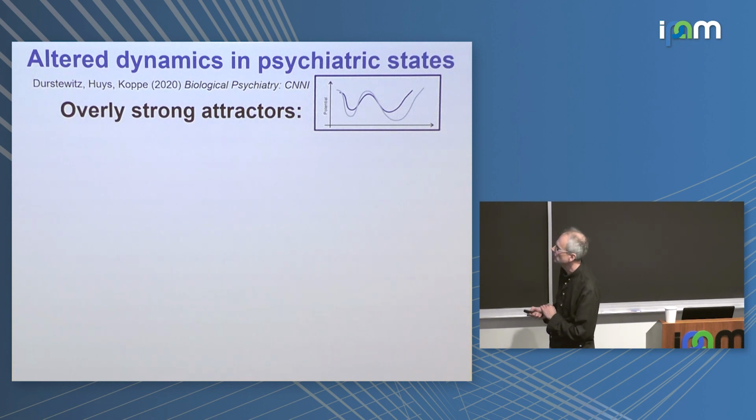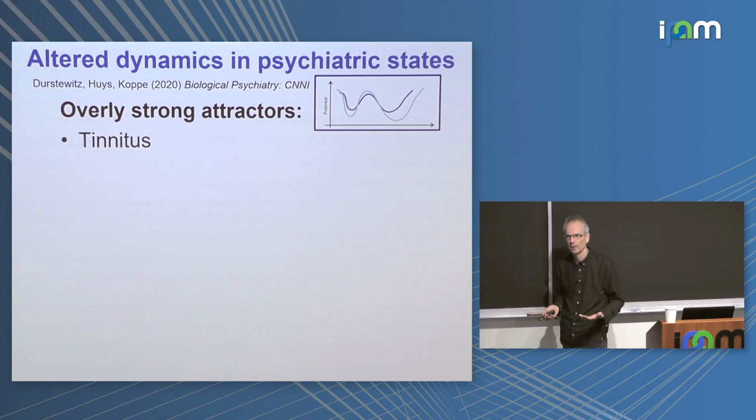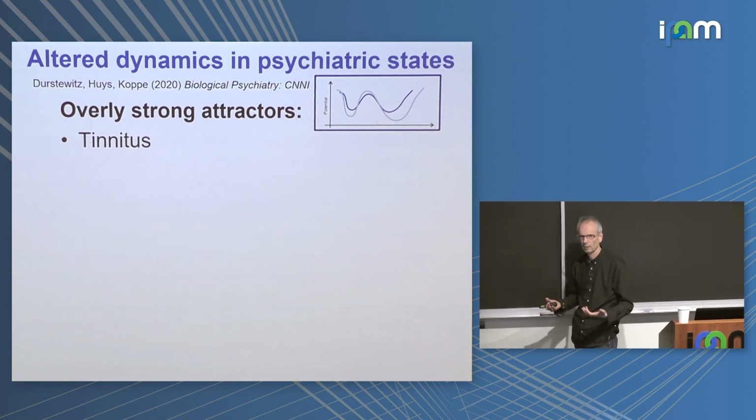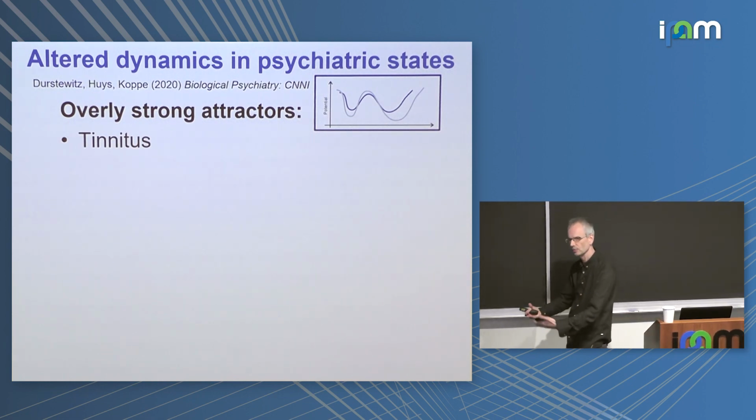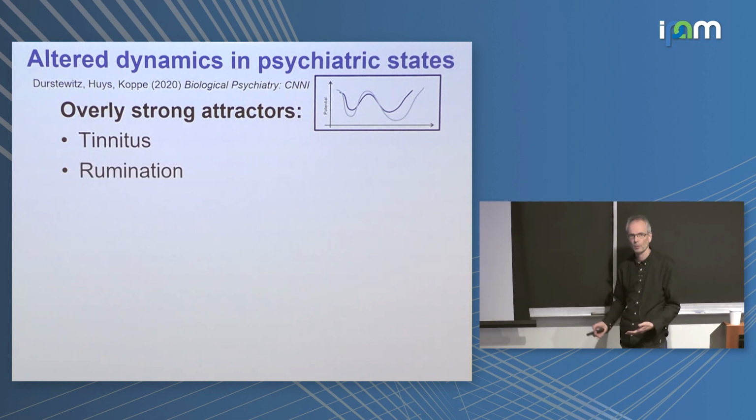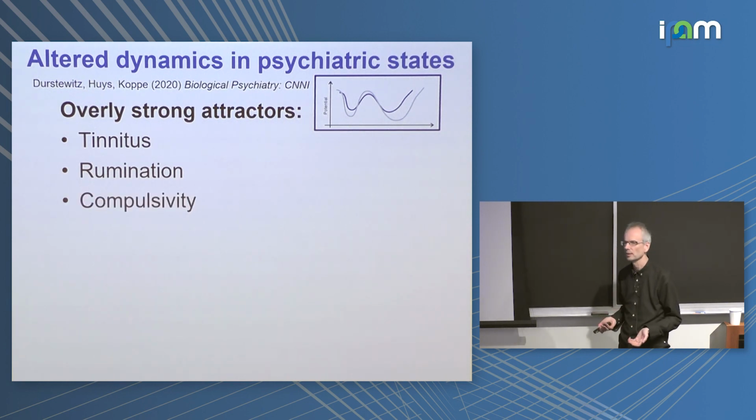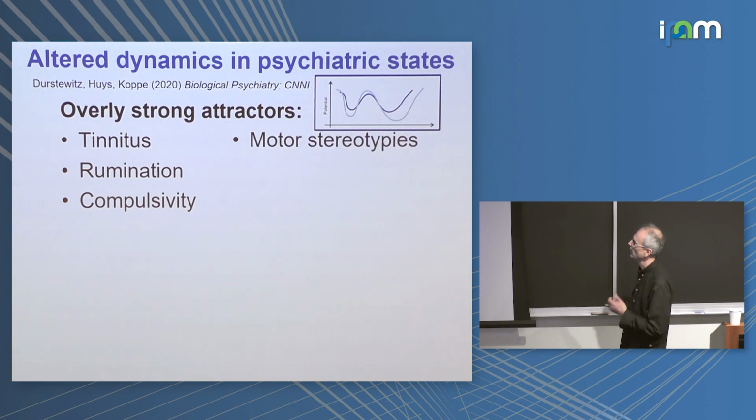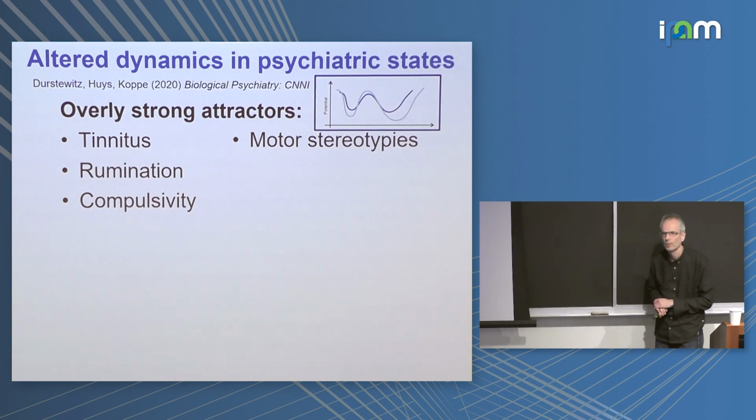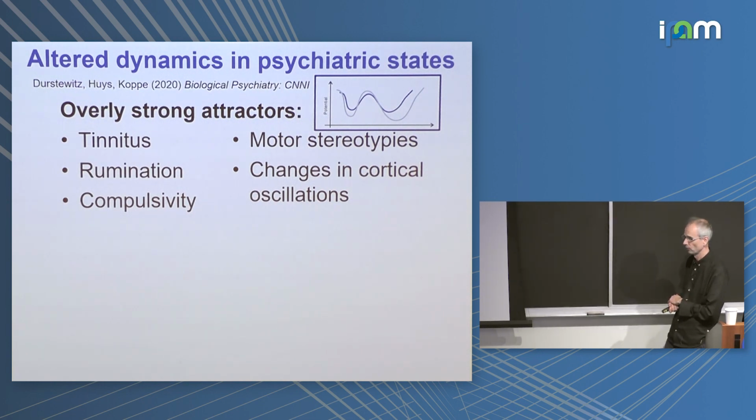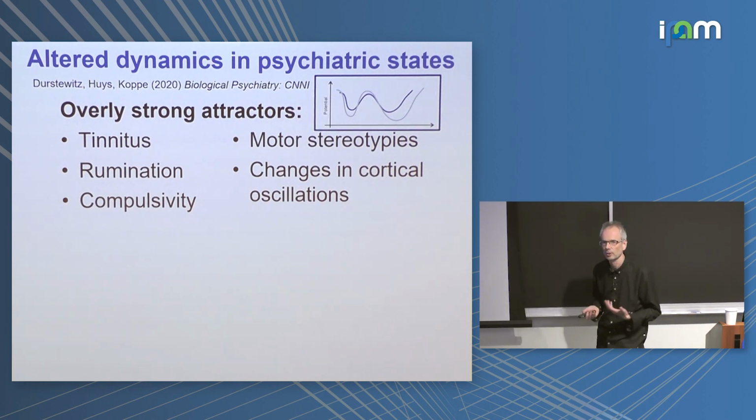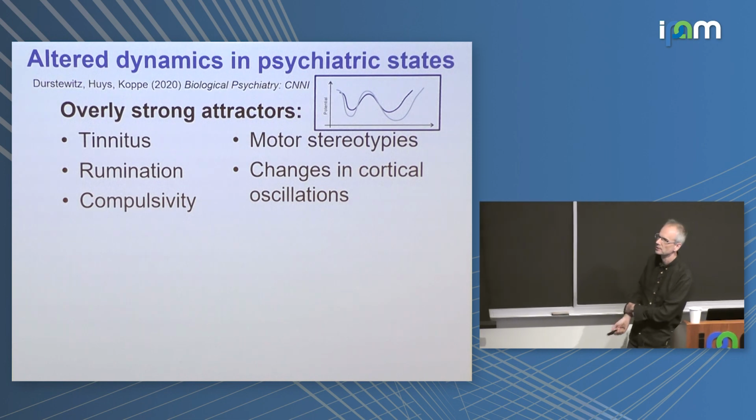So for instance, if you have overly strong attractor states, with overly large basins of attraction, then that might explain stuff like tinnitus if it is in early auditory areas, where you have an auditory representation sticking despite the sensory information going away. If the same phenomenon, like overly strong attractors, occurs in prefrontal areas, you might get rumination, or you might get compulsivity, or at a more motor level, you might get motor stereotypies, which are quite common in many psychiatric conditions. And of course, as Nancy filled a lot of her talk with that, you get changes in cortical oscillations, which are very prominent in different psychiatric diseases like schizophrenia.